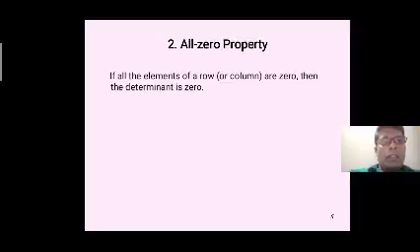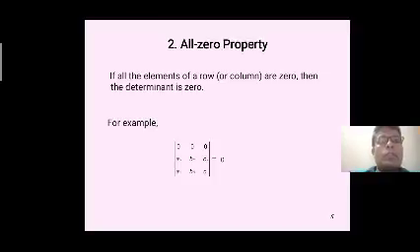The second one, the all zero property. If all elements of a row or column are zero, then the determinant is zero. You observe here, this is a very important property. For example, in the first row 0 0 0, A2 B2 C2, A3 B3 C3, we have to do the expansion of the first row. Every term is multiplied by 0, so we get the result equal to 0.